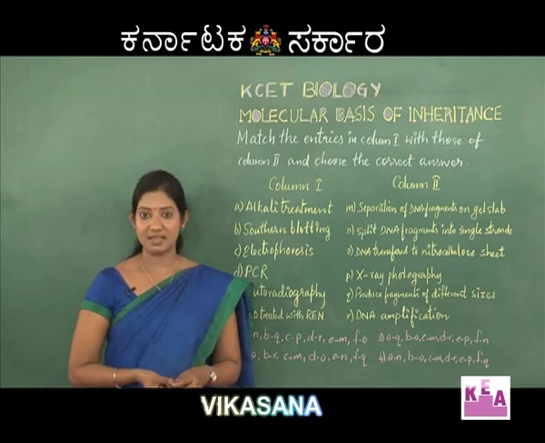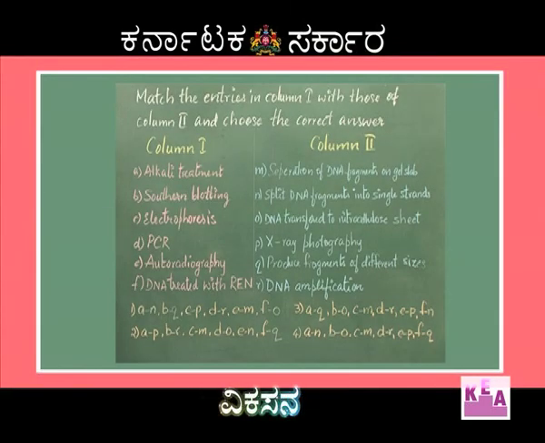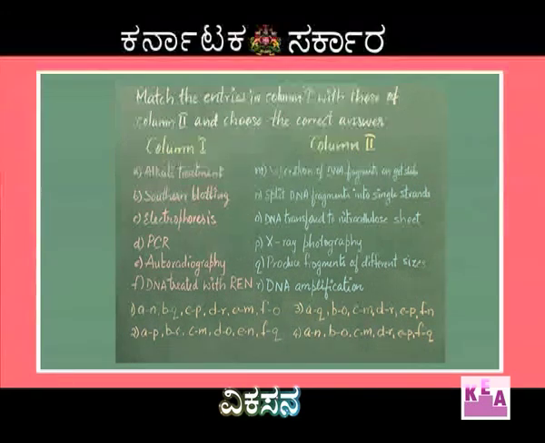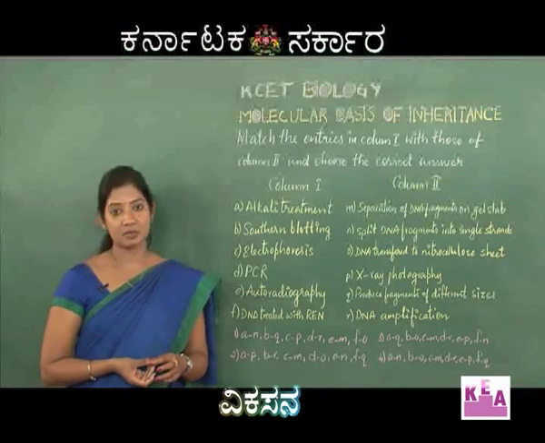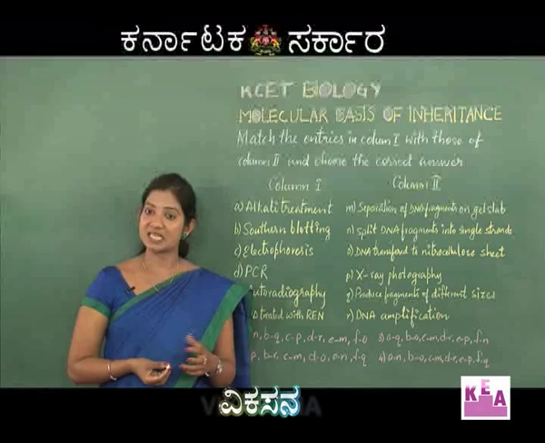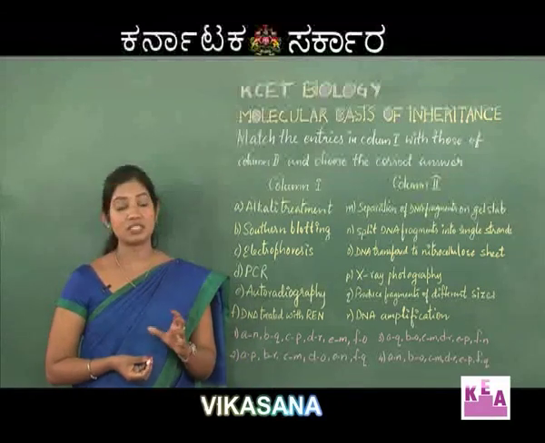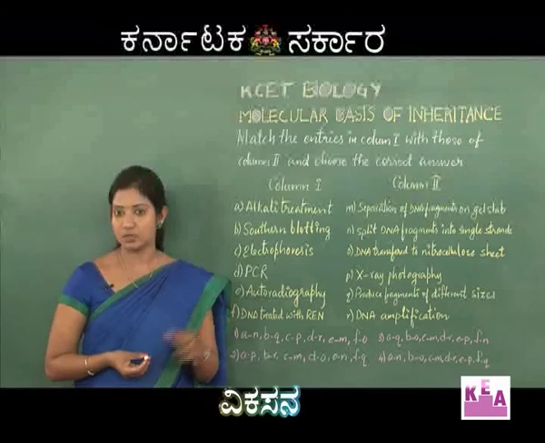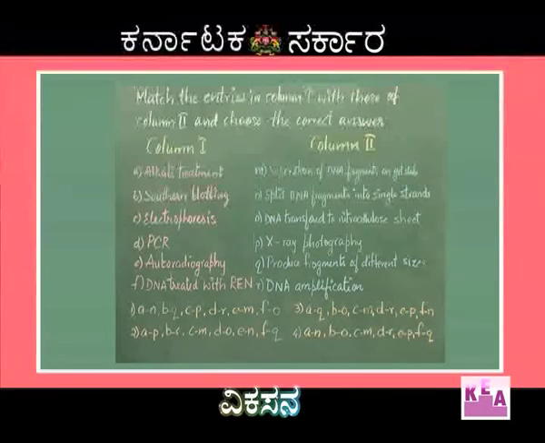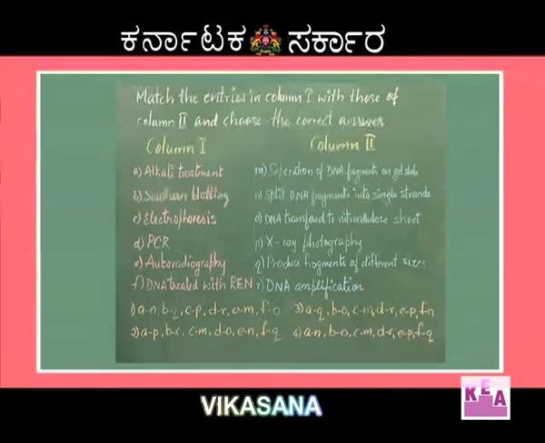Students, let's see the next question. It's match the following. Match the entries in column 1 with those of column 2 and choose the correct answer. All this information is with respect to DNA fingerprinting. What is DNA fingerprinting? DNA fingerprinting is basically an analytic technique to identify individuals based on the specific nucleotide sequence present in an individual. Here you can see the different steps of DNA fingerprinting.